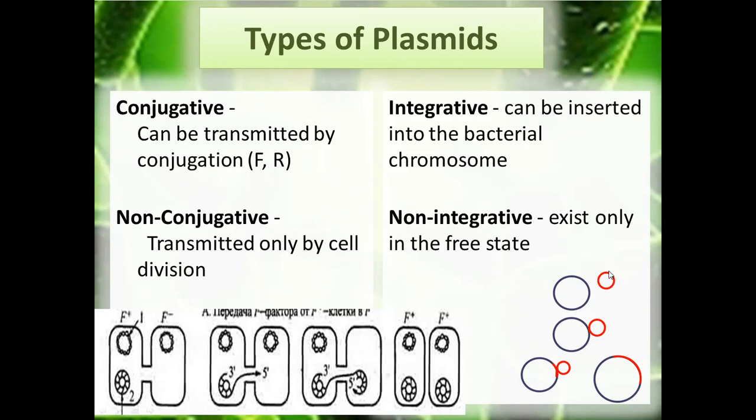and it becomes independent. You see that the behavior of integrative plasmids is very similar to temperate phages, which also can insert their DNA into the bacterial chromosome. And maybe this kind of phage originates from integrative plasmids, from these cellular elements. Other plasmids are not integrative, they exist only in free state. An example of an integrative plasmid is the F plasmid. R plasmids are mostly non-integrative.